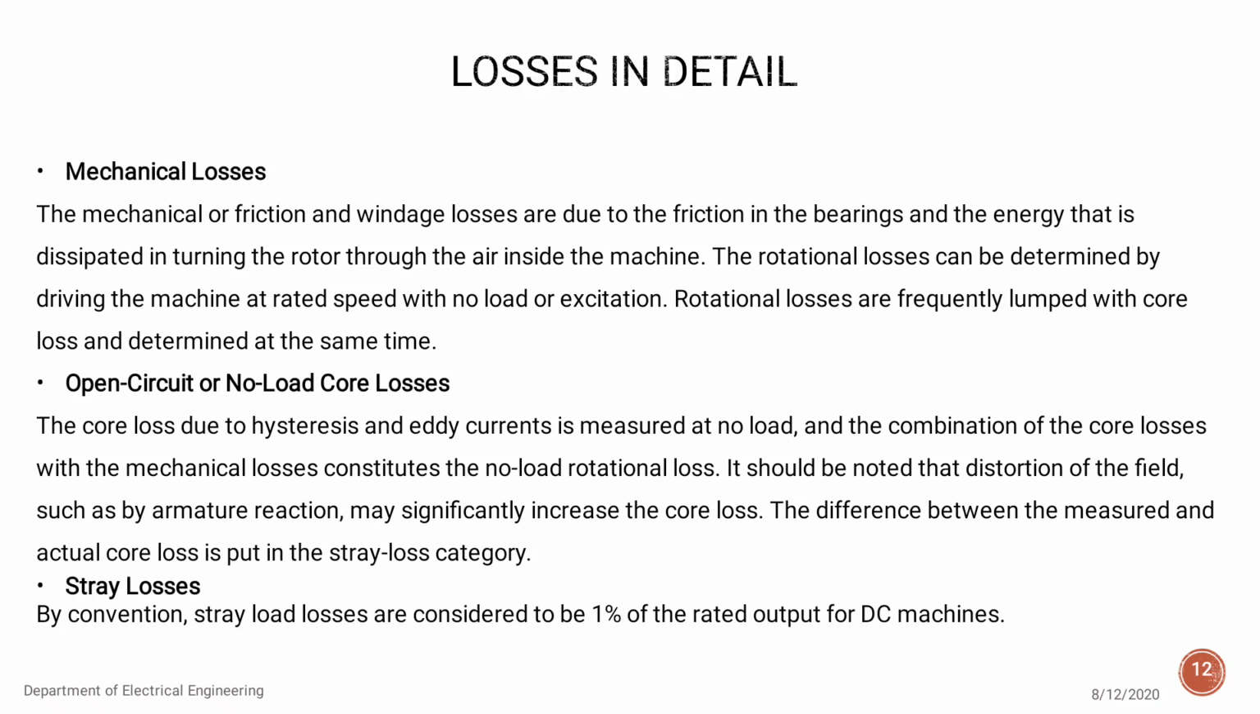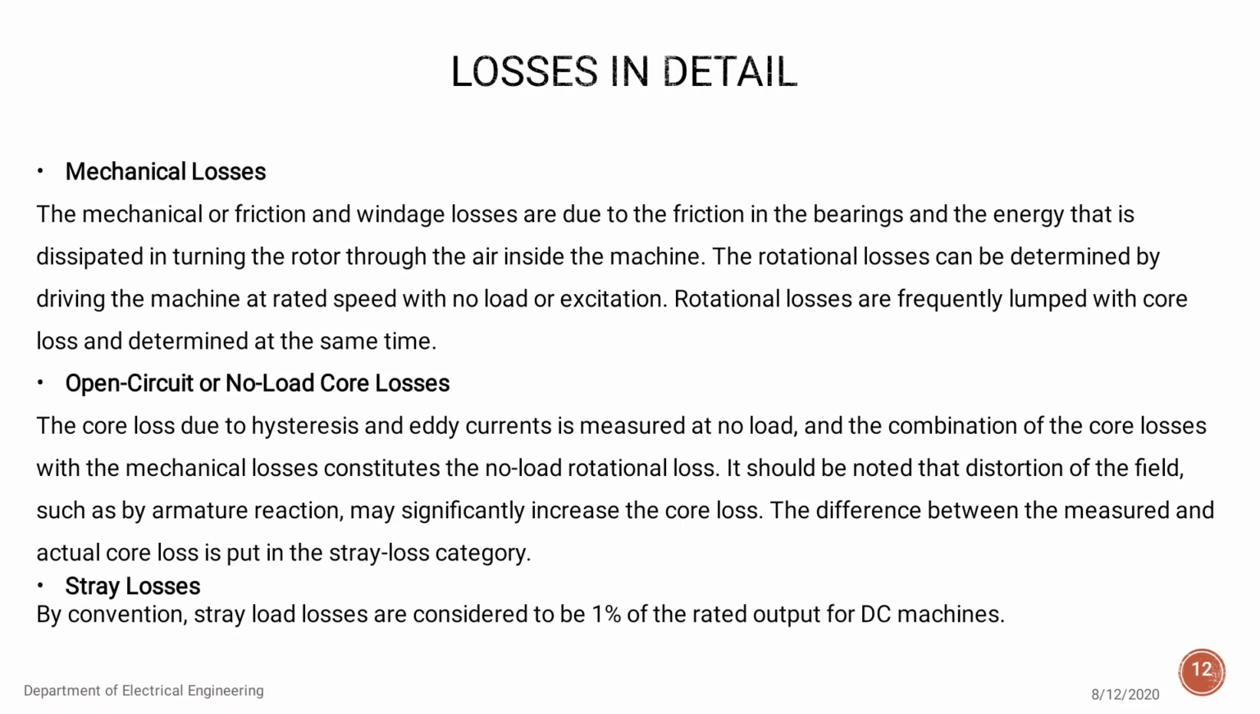It is a constant loss, and for every machine the stray losses are given directly as a percentage. Suppose there is a 10 kilowatt motor, then 0.1 kilowatt or 100 watt losses are considered for the motor as stray losses.